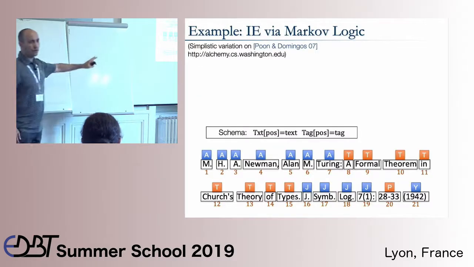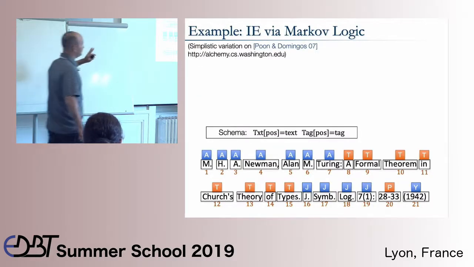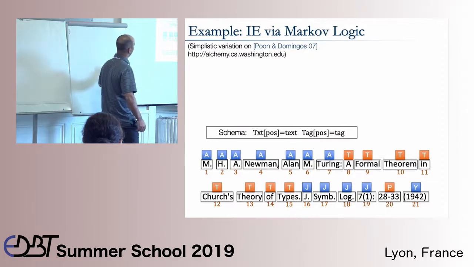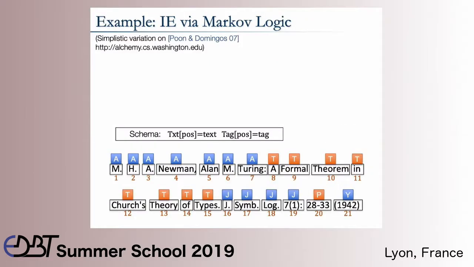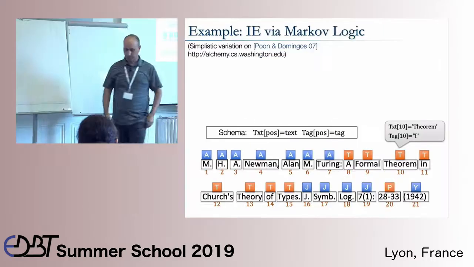So here's an example, again, a simplistic example of Markov logic, of how Markov logic works. Well, in the context of text, Markov logic is more general, right? But I'll explain it in the context of information extraction. So we have this document, and we have, in the possible world, basically a schema that consists of two relations. First relation says the text at some position is whatever the text is, and the tag at some position is whatever the tag is. Okay, so for example, in this possible world, the text at token 10 is theorem, and the tag at token 10 is t. All right.